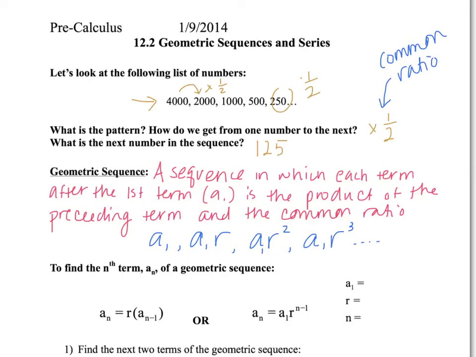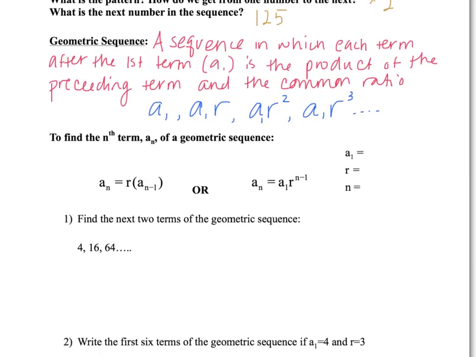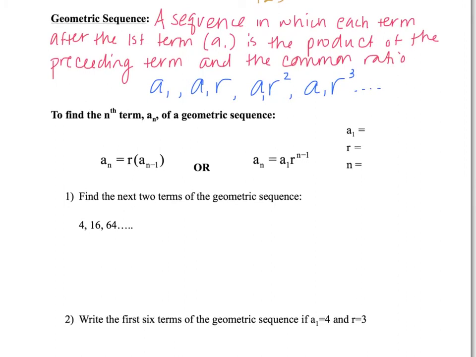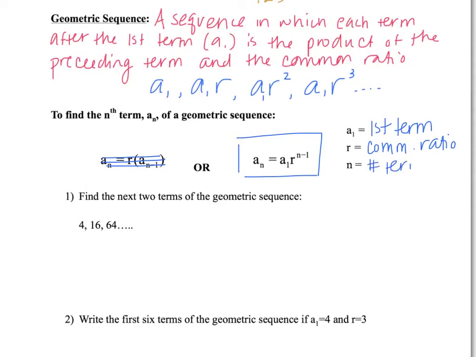So what we want to do is find the nth term, or a sub n, of a geometric sequence. We're going to use a formula. Now this has an extra formula. This formula also works, but we're not going to use this one. We're going to just stick with this one here that says a sub n equals a sub 1 times r to the n minus 1. So again, a sub 1 is just the first term in the sequence. r is the common ratio. And n is the number term that we are looking at, or the last term. We can think of it as a last term as well.